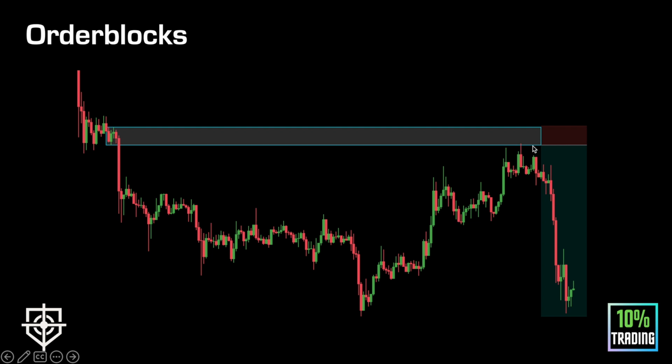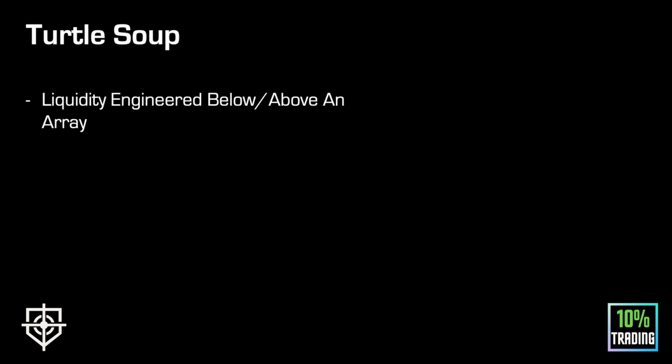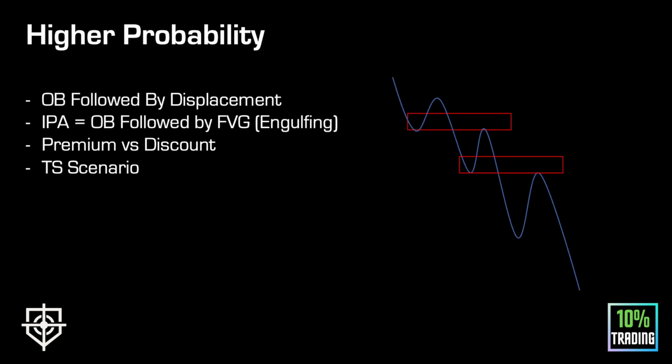Then we head into our order block. We tap into it. We have displacement away, very strong move. And by taking out this low, we create a market structure shift. So there's been a trend reversal now. So turtle soup is not anything that's very complicated. All it means is liquidity engineered below or above an array.